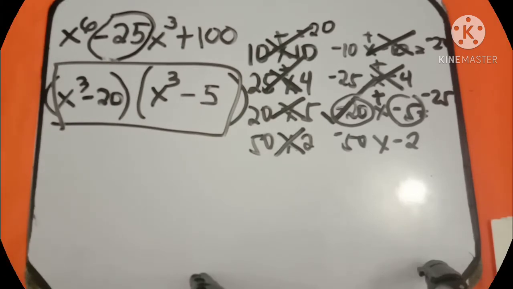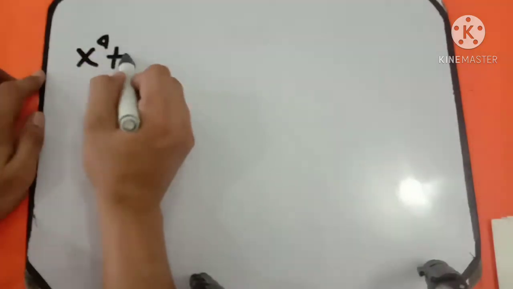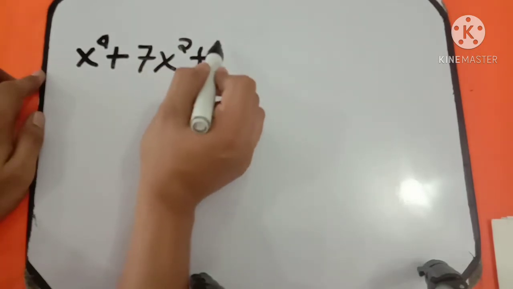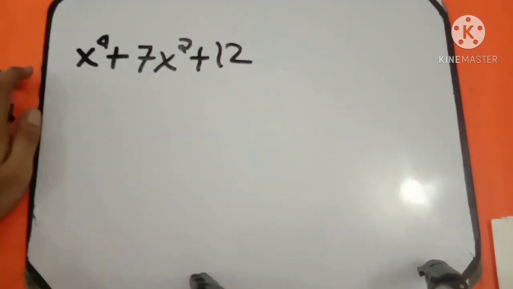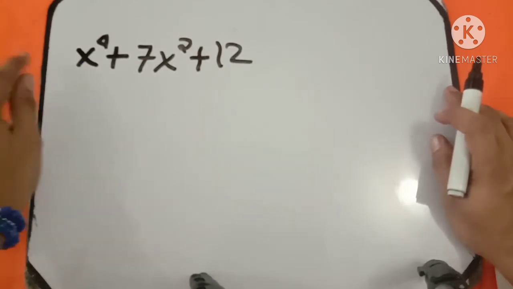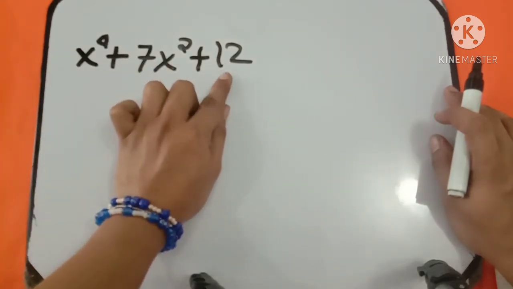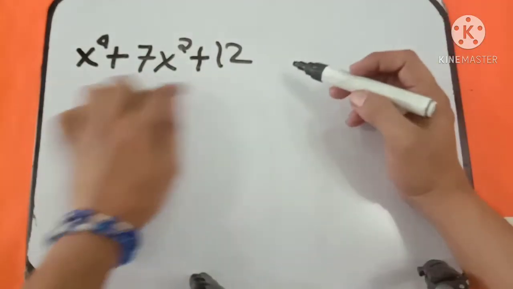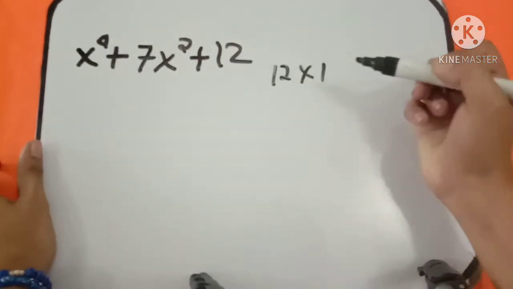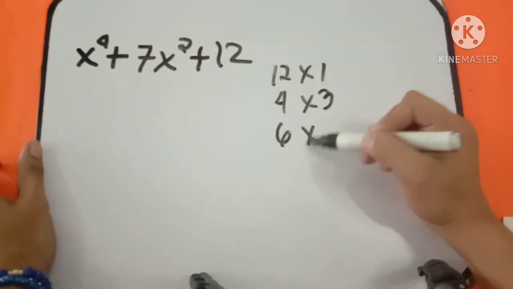Another example. Let's say we have x raised to 4 plus 7x squared plus 12. So again, the coefficient of the term with the highest degree is simply 1. So we just focus on the factors of the constant 12. So again, the factors of 12 are 12 times 1. Am I right? 4 times 3, 6 times 2.